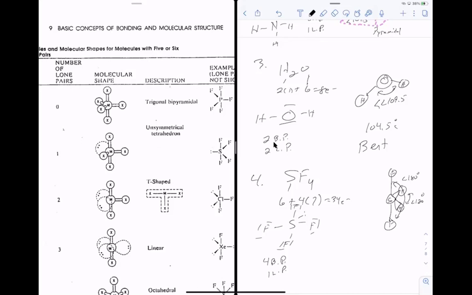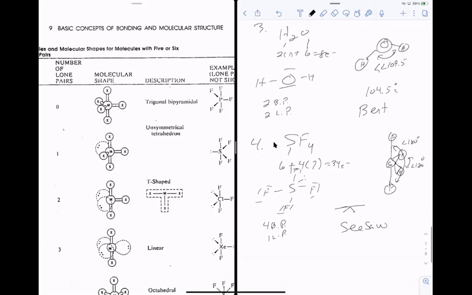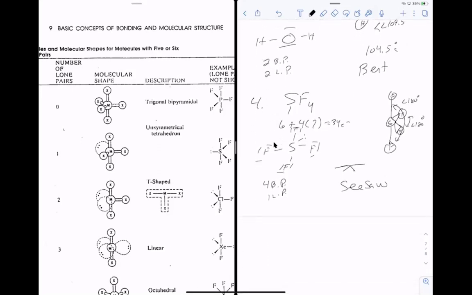But really, very few, if anyone, refers to this as an unsymmetrical tetrahedron. They take this, they flip it on its side, and they see something that looks like this. Well, something that looks like that, that's a seesaw. And so this is our seesaw shape.